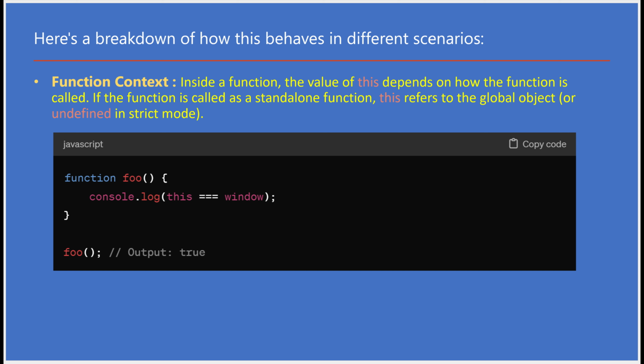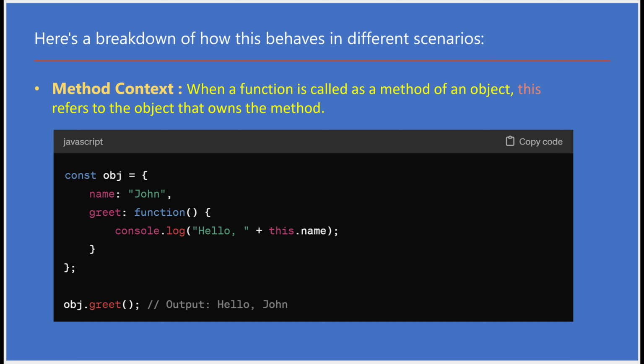Things get more interesting when a function is called as a method of an object. In this case, this refers to the object that owns the method. So if you have an object with a method that logs this, it will output the object itself.